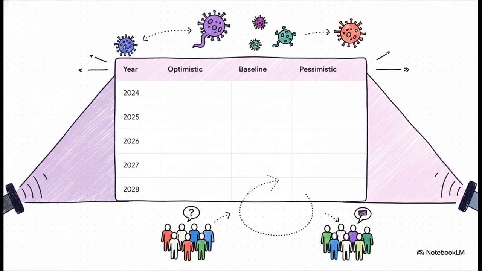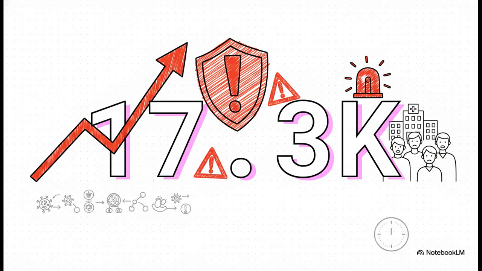And here it is. This is where it all comes together. This table lays out our projections for the next 5 years across all 3 of those potential futures. To really see the full range of what could happen, let's just focus on that final year, 2028. First up, let's look at the worst-case scenario. So in our pessimistic future, cases could shoot up as high as 17,300 by 2028. This is the big red flag. It tells health officials, hey, this is the maximum capacity you might need to handle if things really go south.